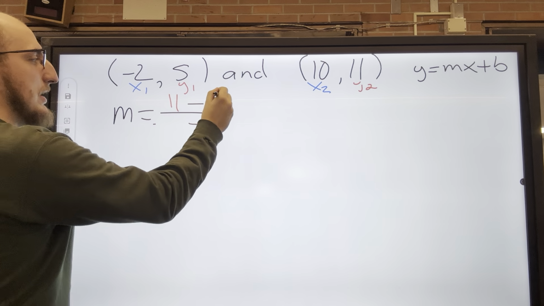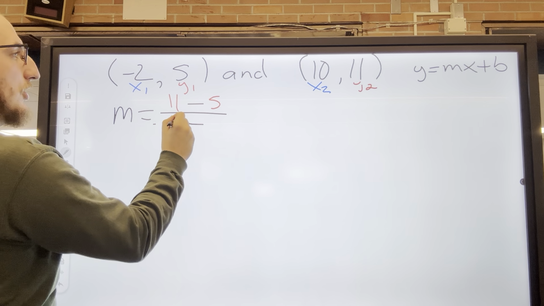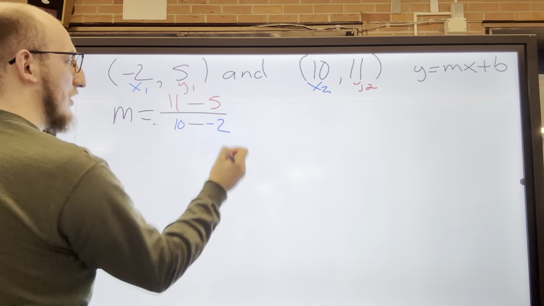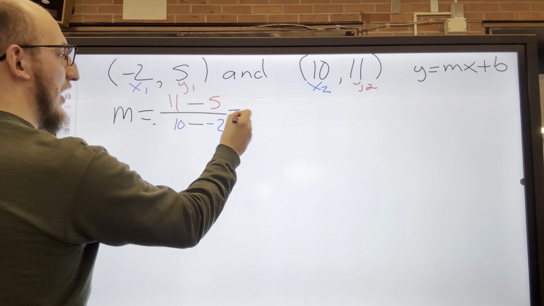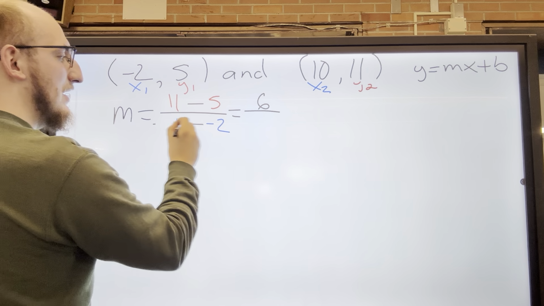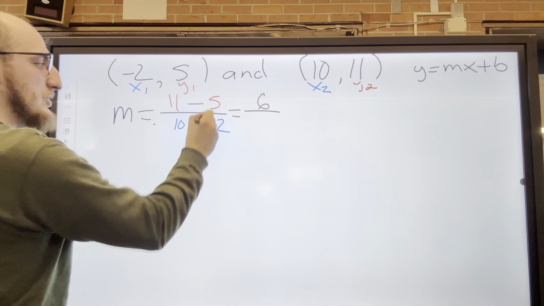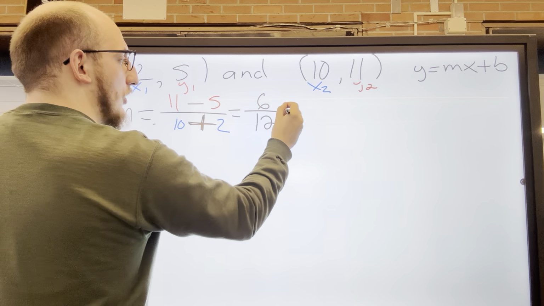I'm going to do 11 minus 5 on top. I'm going to do 10 minus -2 on bottom. And let's solve that. 11 minus 5 is 6. 10 minus -2 is the same as 10 plus 2, which gets us 12. We should all know that part.